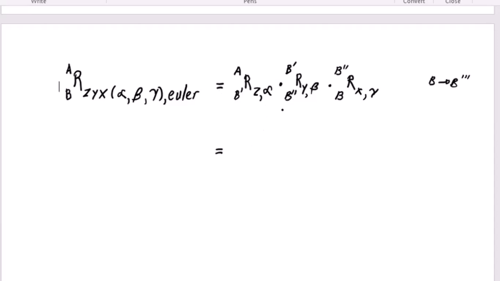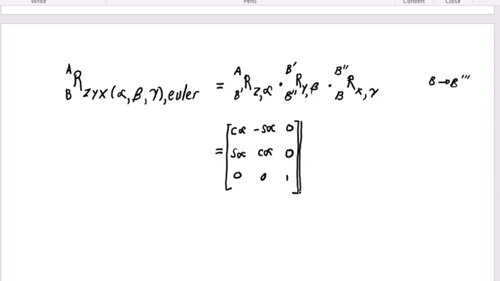You are aware already about the rotation about the z-axis. You tell me, what is the R matrix for the z? Still cosine, very good. Cosine alpha, minus sine alpha, 0, sine alpha, cosine alpha, 0, 0, 0, 1. Because this is the z.